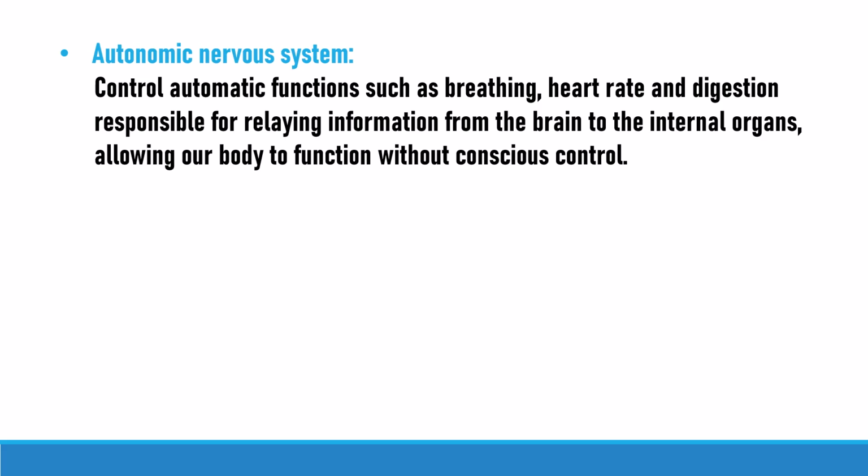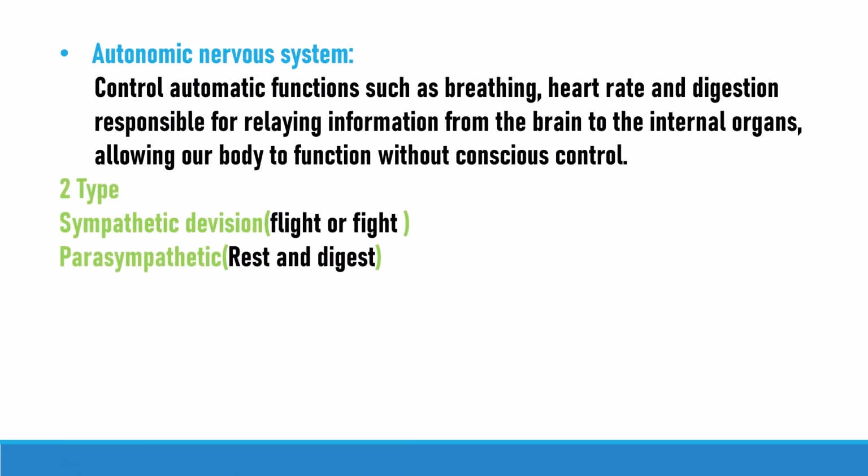The autonomic nervous system is further divided into two types, the sympathetic division and the parasympathetic division. The sympathetic and parasympathetic divisions work in opposition to each other to regulate bodily functions. That means the sympathetic division increases the heart rate and blood pressure, and the parasympathetic division helps to lower the blood pressure and the heart rate.